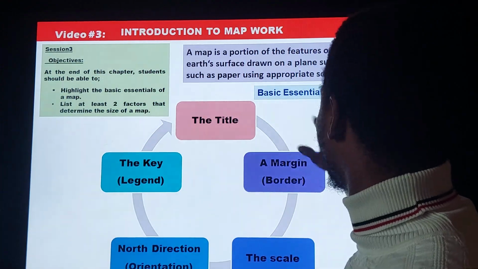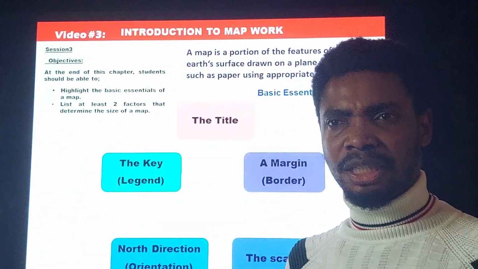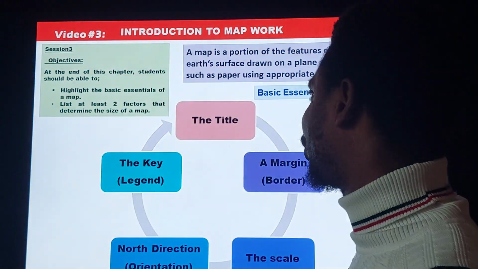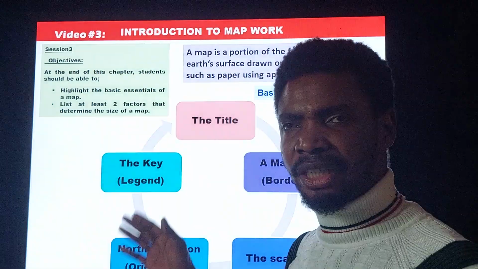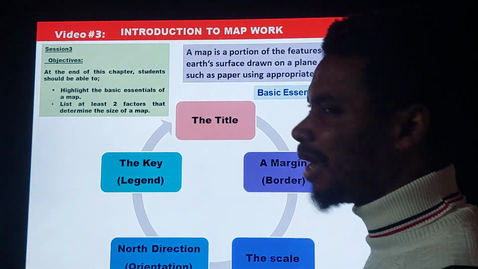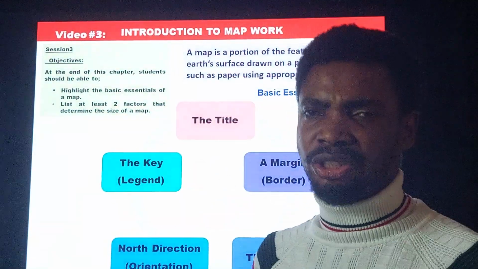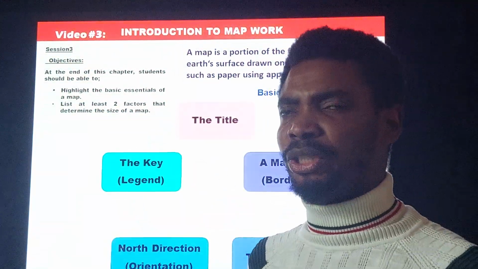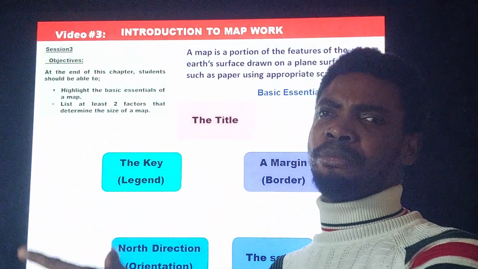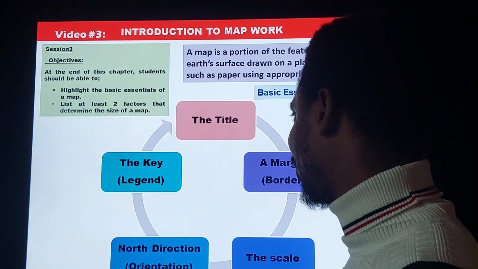So we look at the basic essentials of a map. What are the things that you can see and you can say of a truth, this is a very good map? Number 1 is the title. Number 2 is the key. The key is also called legend. And then number 3 is the margin. The margin is also called the border. Then number 4 is the north direction. North direction provides you with orientation, how to orientate your map, how to turn your map. Okay. Then the last one is the scale.